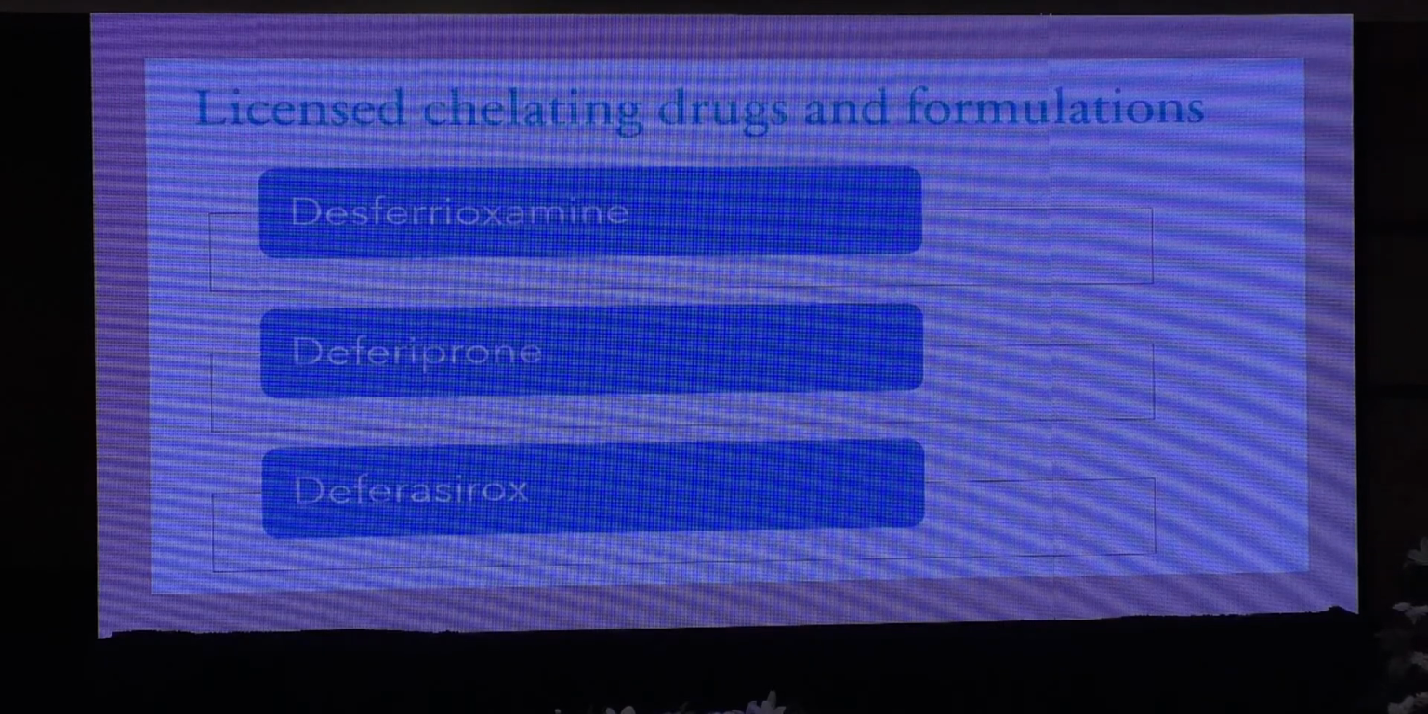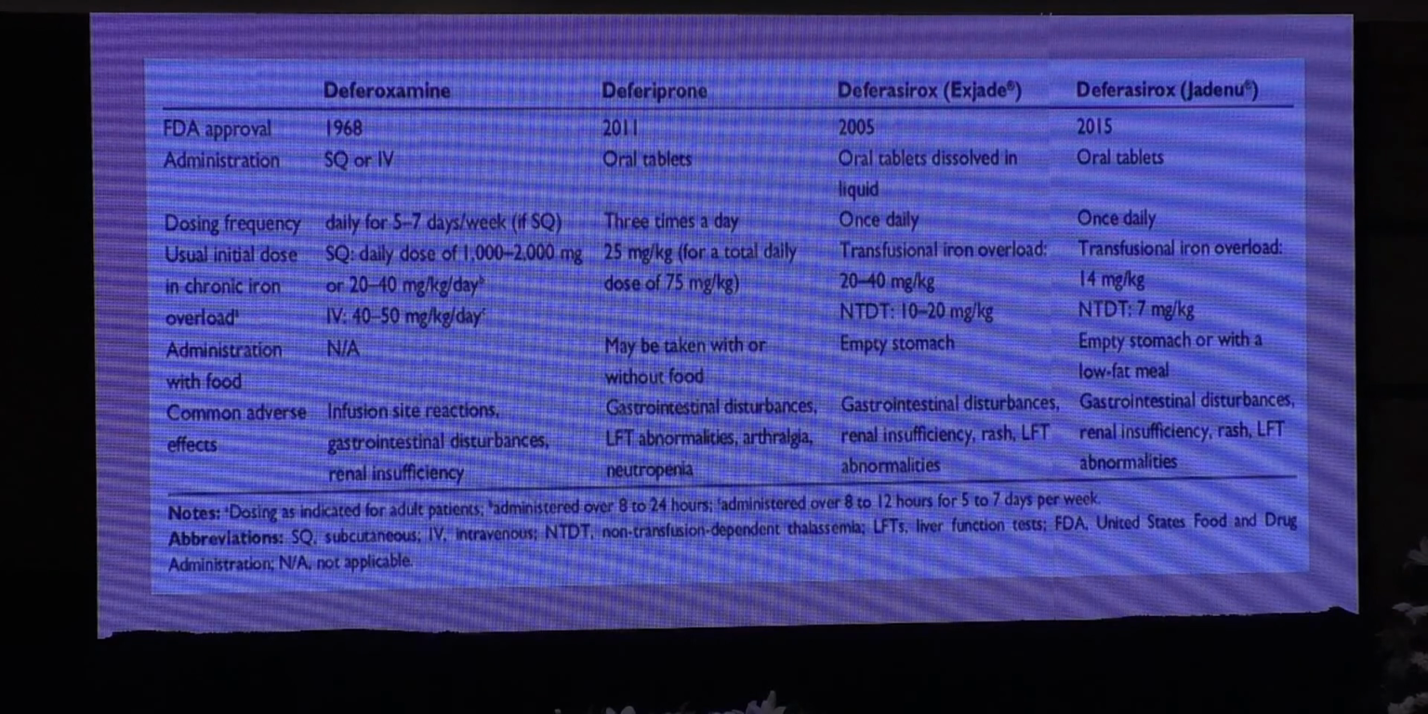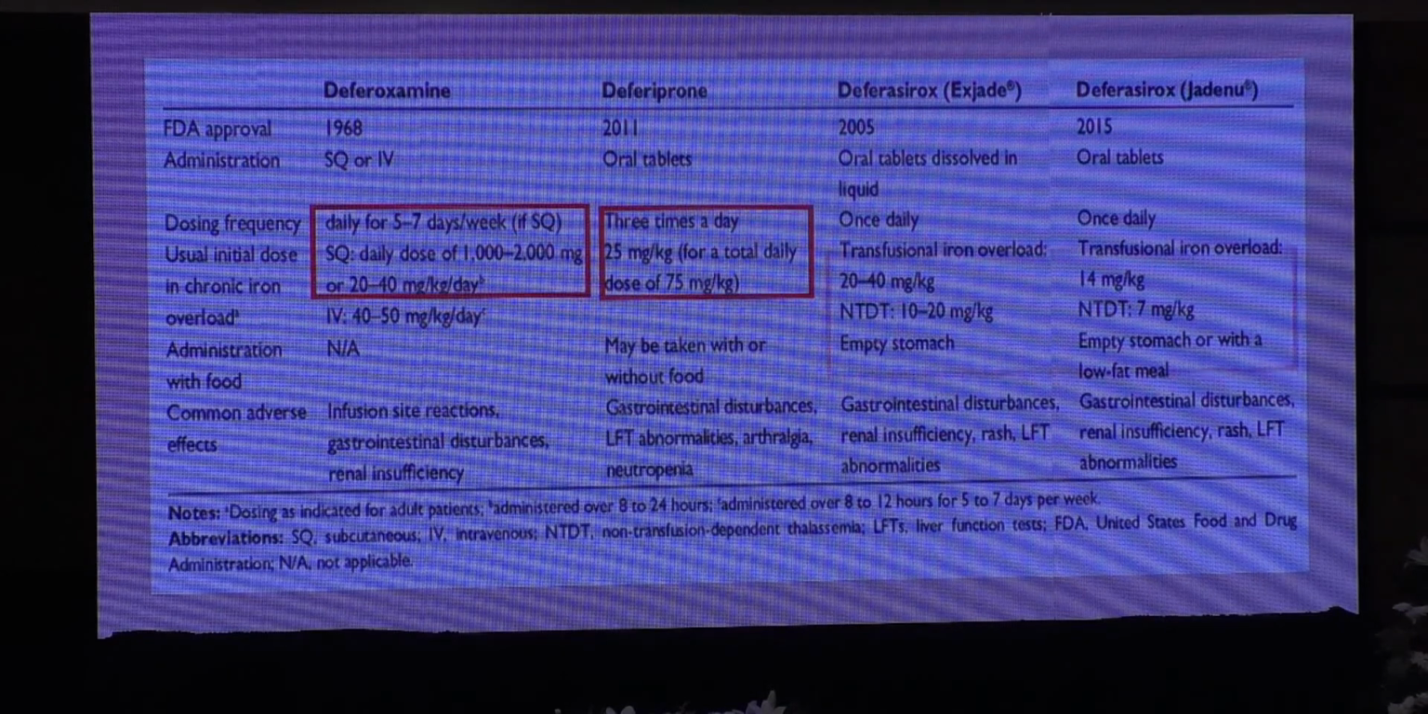We have 3 licensed chelating drugs and formulations: deferoxamine, deferiprone, and deferasirox. This table represents the four types of chelators. The last two are the deferasirox XJ type and JNU type.